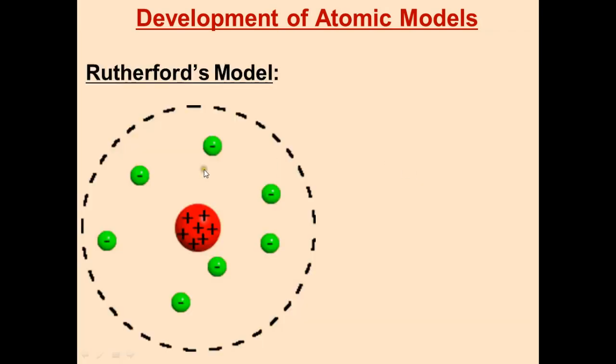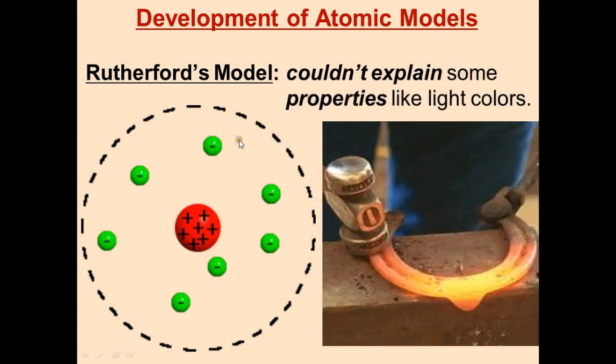Now moving on, Rutherford's model was good and all, but it couldn't explain properties like light color. For example, you have this piece of iron here, and you heat it up so hot, and eventually it'll start emitting red light and yellow light. How can this model explain this? Well, it didn't. So they modified the model.